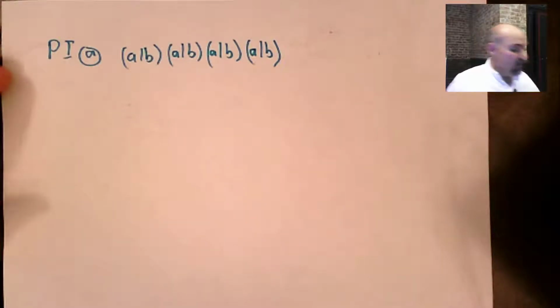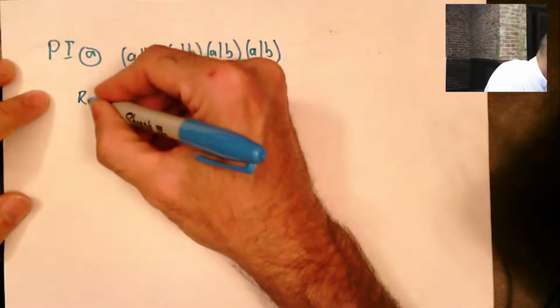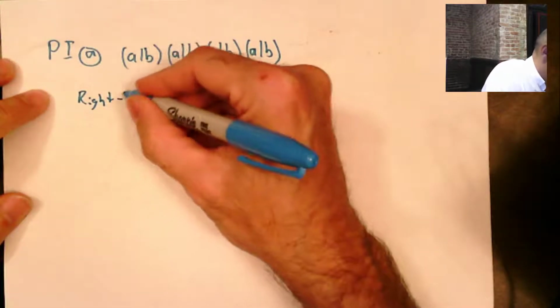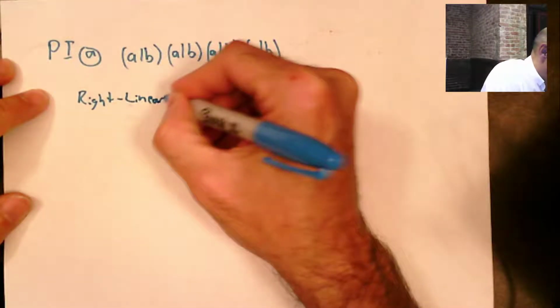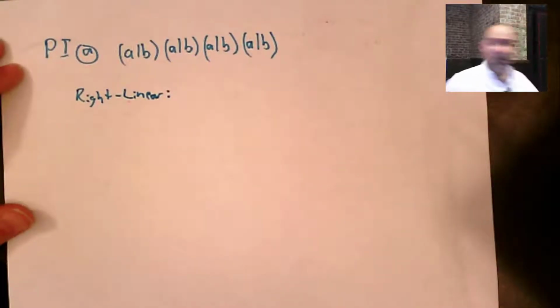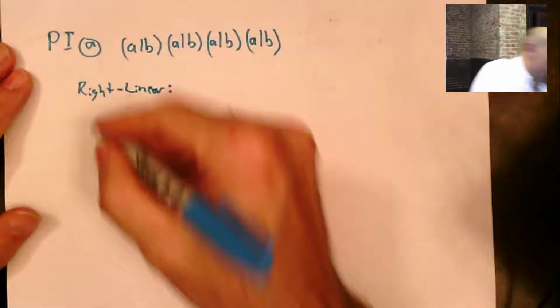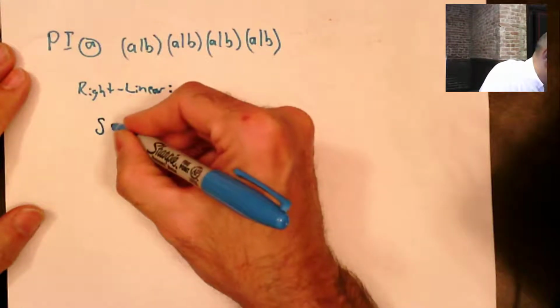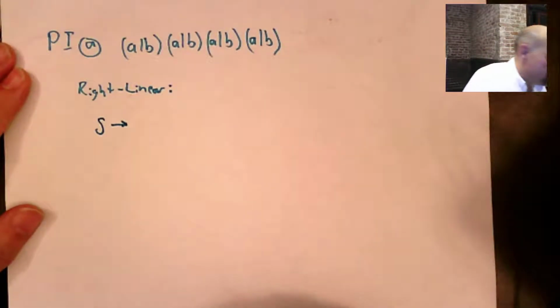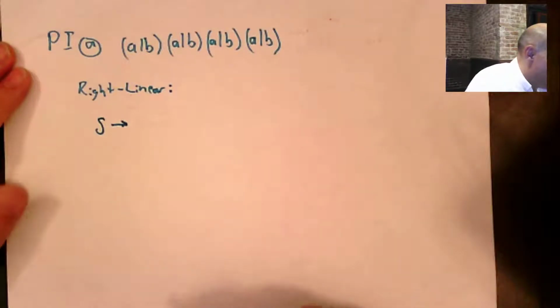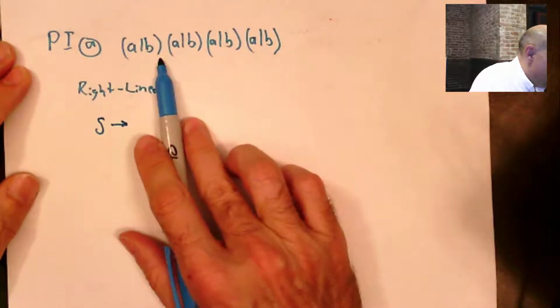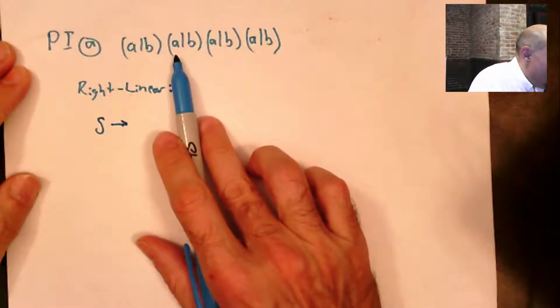Now we want to have a right linear version. And the right linear version of this, remember, what right linear grammars do is they grow from left to right. They grow toward the right. So in other words, the variables are going to be at the end of the string. So we're always going to start with S, and we're going to have S produces. The way to think about this is we're going to produce this, and then we're going to follow that with something else.